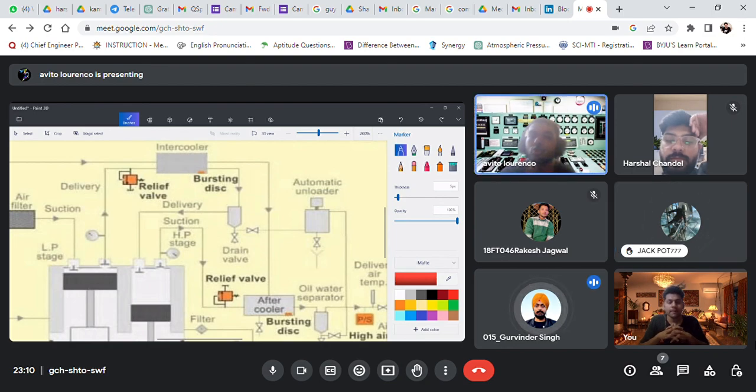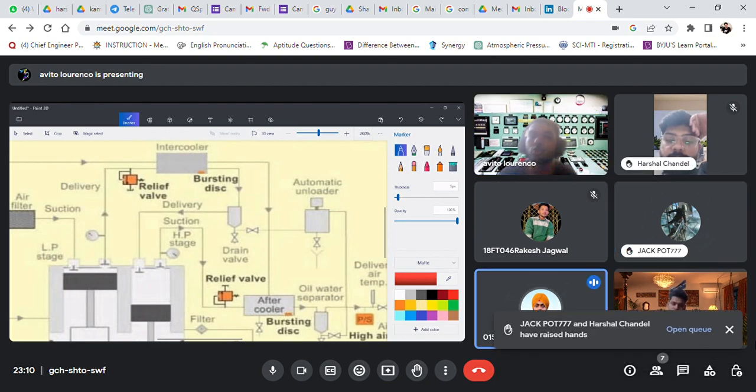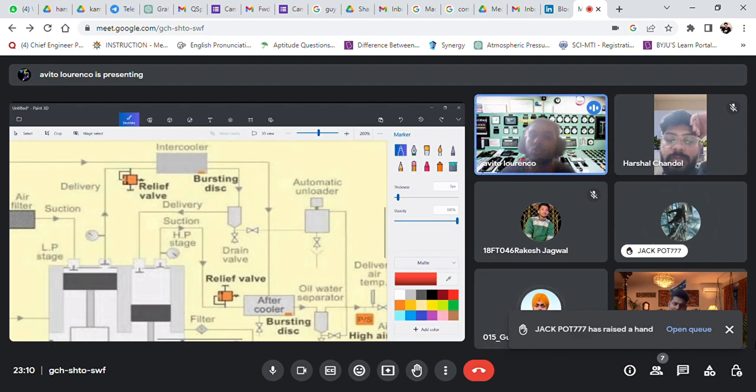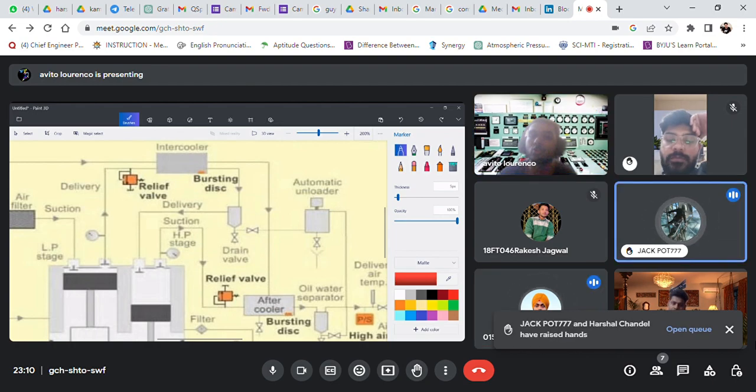So the air might have some condensation. Yes, the air can cool down and convert into water. Now you got the point.